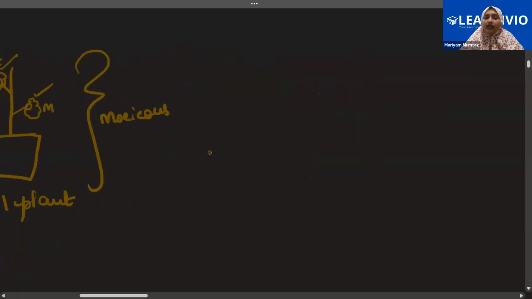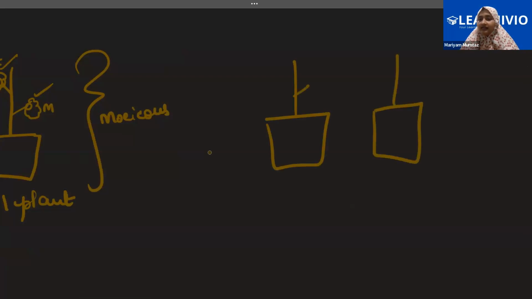Now talking about the dioecious condition. This is one beautiful plant. This is another beautiful plant. This has only male flowers. This has only female flowers. Now this is dioecious. Two different plants. One has only male flowers, one has only female flowers.